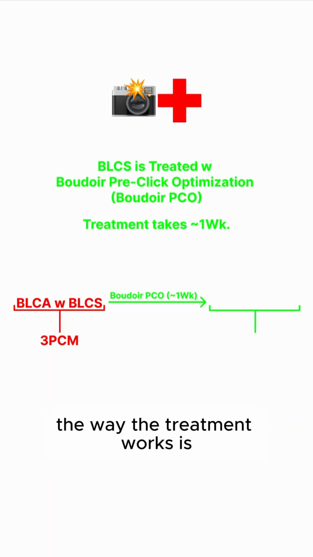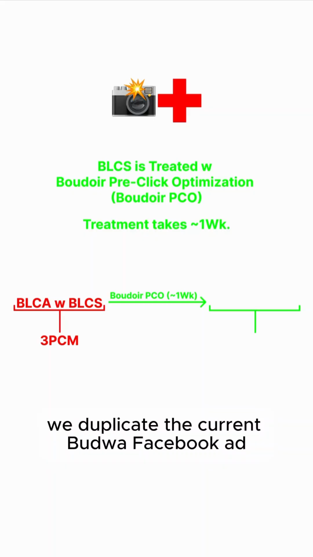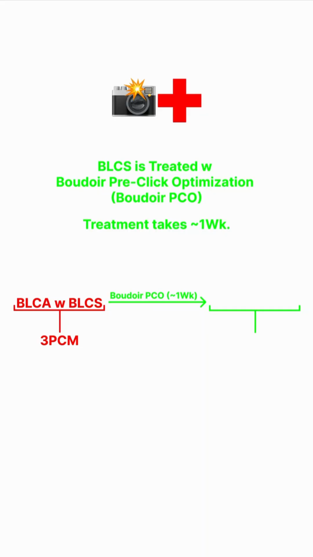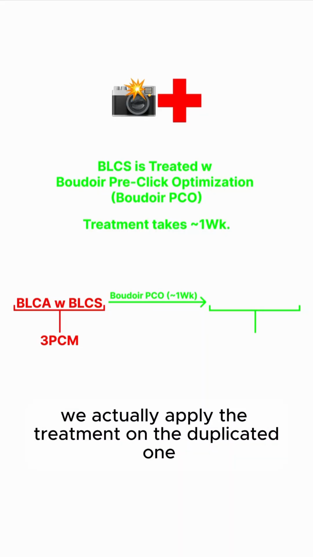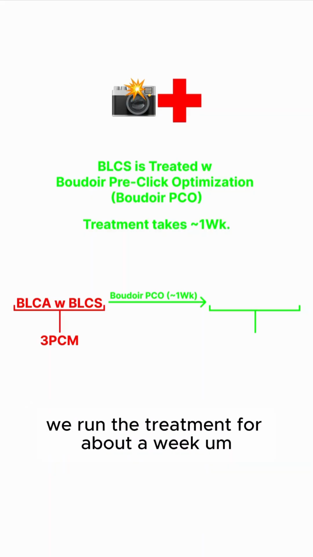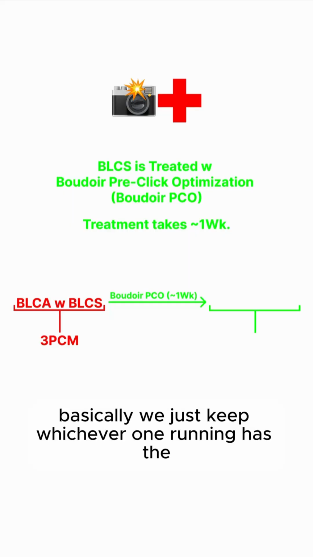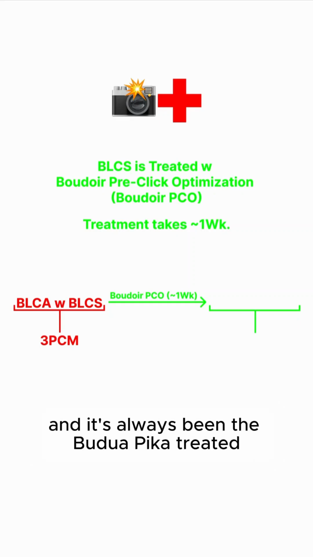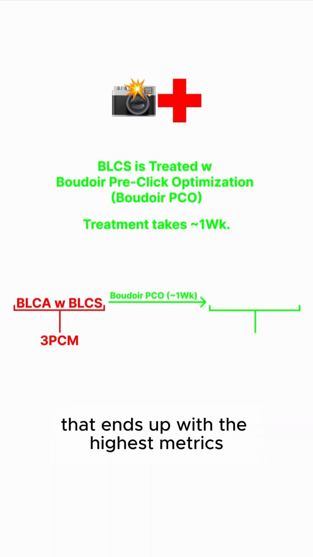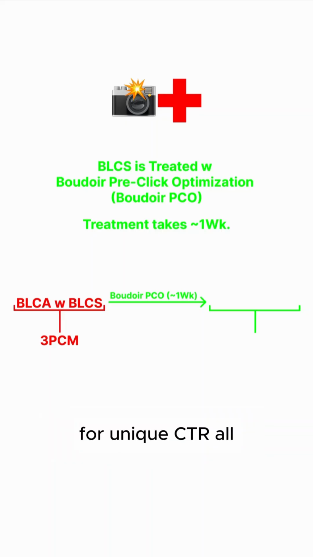The way the treatment works is we duplicate the current Boudoir Facebook ad, and we leave the original. And we actually apply the treatment on the duplicated one. We run the treatment for about a week. After about a week, we just keep whichever one is running with the highest metrics, and it's always been the Boudoir Pico treated ad that ends up with the highest metrics for unique CTR all.